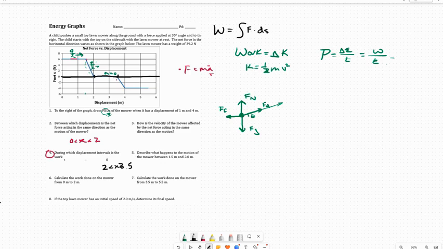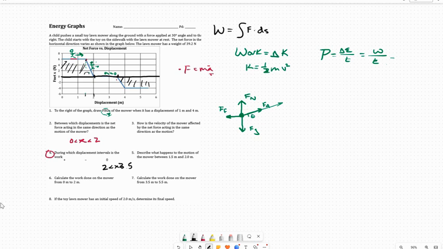And then obviously positive work is being done because we have the area under the curve that's above the axis in that first section, and then negative work is being done in that second section. So describe what happens to the motion of the mower between 1.5 and 2 meters. So 1.5 is kind of this section, and at 2, this object is still accelerating. We have a net force. It's just not accelerating as much.